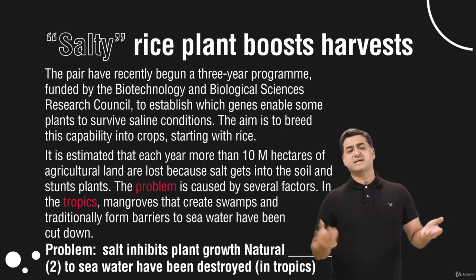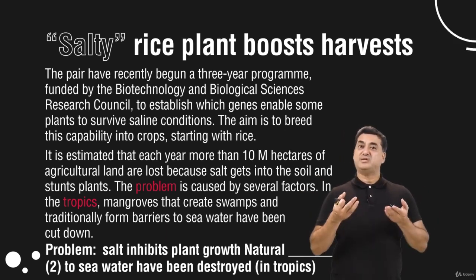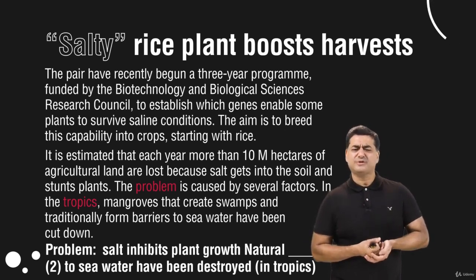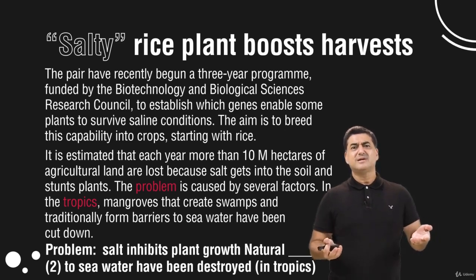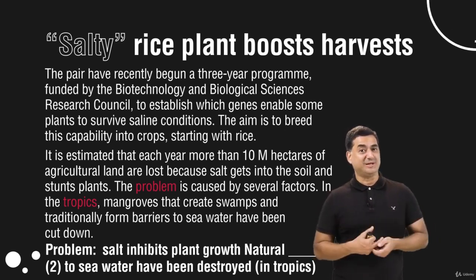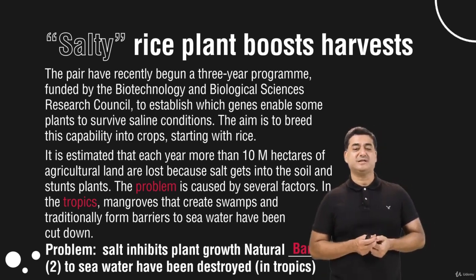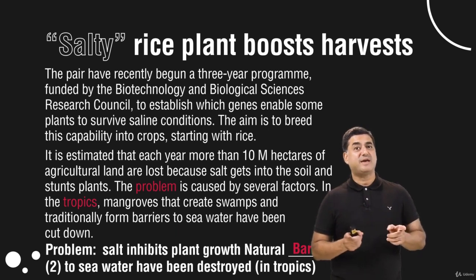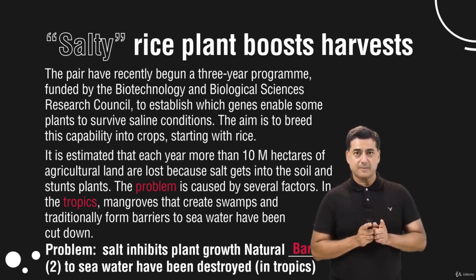So what should be the answer? Natural dash to seawater have been destroyed. Now can I say "natural mangroves to seawater"? It doesn't make sense. So it is the other word actually. Natural barriers to seawater have been destroyed. And what are those natural barriers? They are mangroves. Got me?